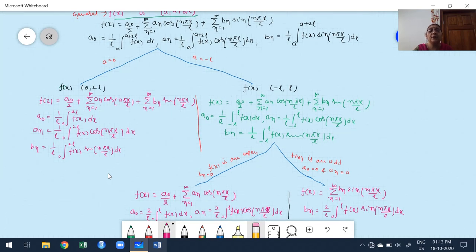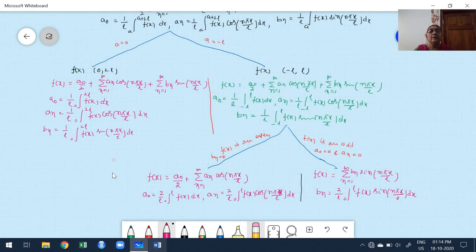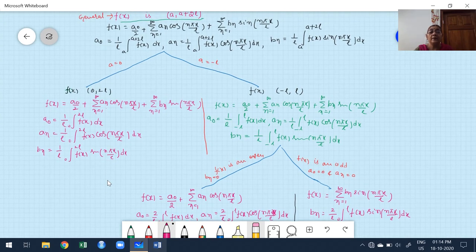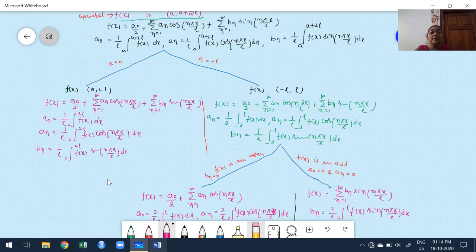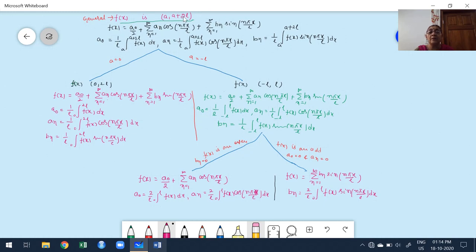Now, I'm showing the entire thing on one screen. Observe carefully. What are my general cases? The general case is f of x in the interval a to a plus 2L, and you write the formula for f of x. Based on the general case, it is not necessary to always take this formula. For student convenience, we consider two cases. Any problem belongs either to the first case, 0 to 2L, or to the second case, minus L to plus L.